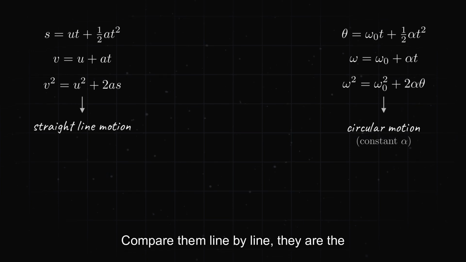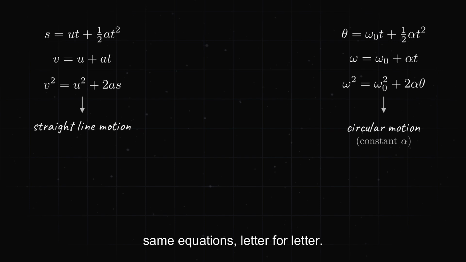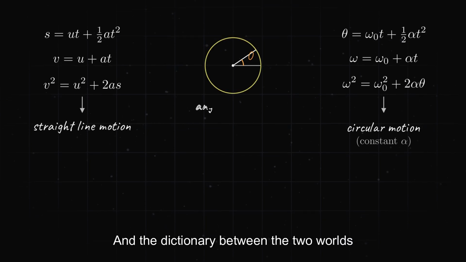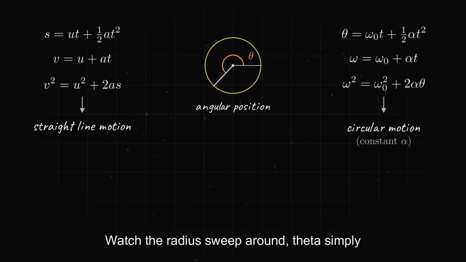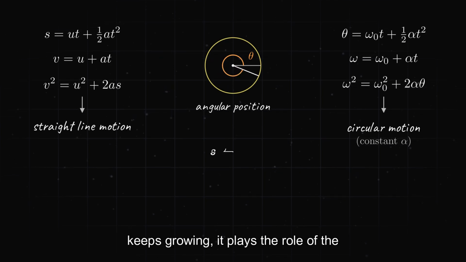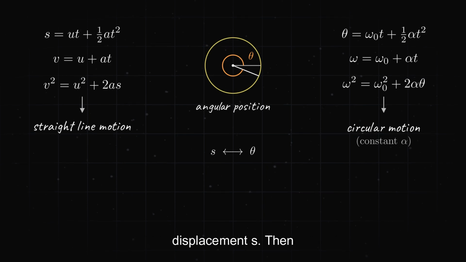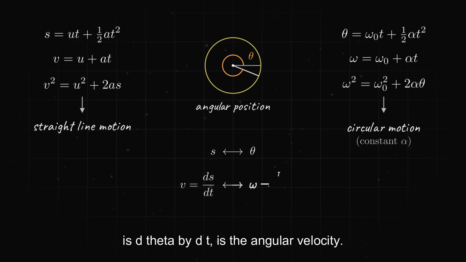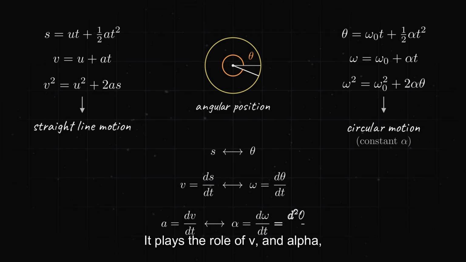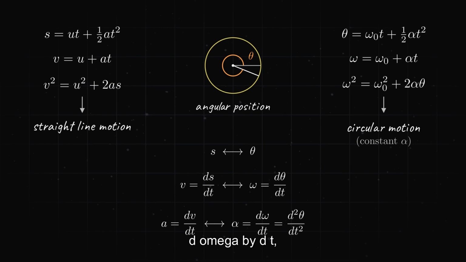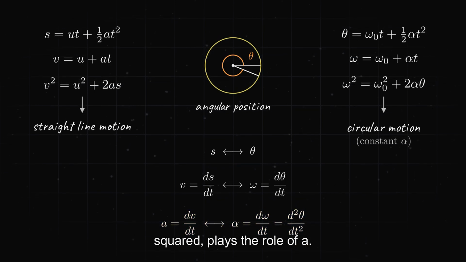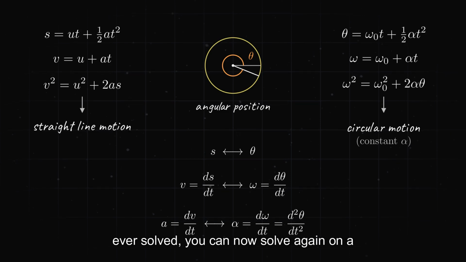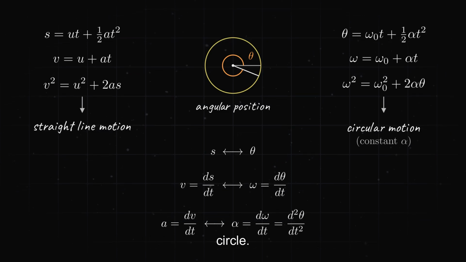Compare them line by line. They are the same equations, letter for letter, and the dictionary between the two worlds is very simple. The angle theta is the angular position. Watch the radius sweep around. Theta simply keeps growing. It plays the role of the displacement s. Then omega, which is d theta by dt, is the angular velocity. It plays the role of v. And alpha, d omega by dt, which is also d squared theta by dt squared, plays the role of a. Every straight line problem you have ever solved, you can now solve again on a circle.